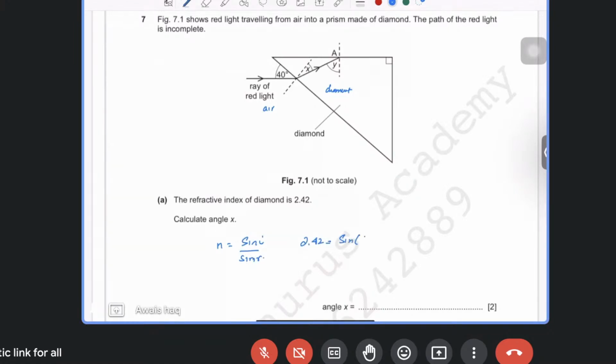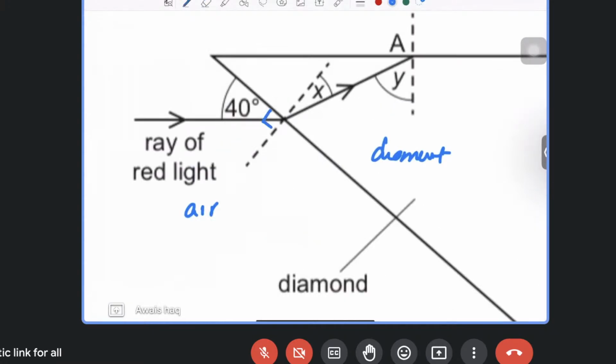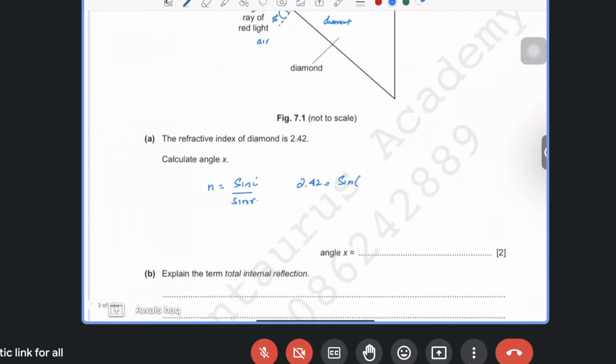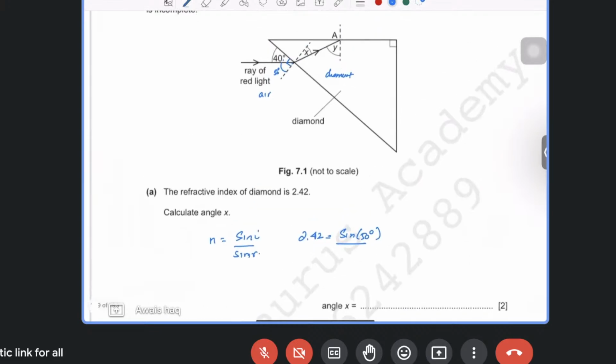Sine of I is 40. Oh, my bad. Sine of R we have to calculate, because this is 90 degrees. So it's 90 minus 40. So it's going to be 50. All right, do not make the same mistake. Very clever of them. And I just want to emphasize here that angle is always taken from the normal line to the ray. It is not taken from the object to the ray or something like that.